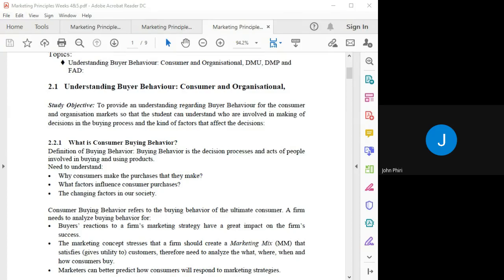At the end of it, we are going to put boundaries to it, by the way. But the three columns, the heading of each column, which you also underline, the first column is DMU. Just say DMU. And we already said what DMU stands for. The middle column, call it DMP. Then the last column, you're going to call it FAD.